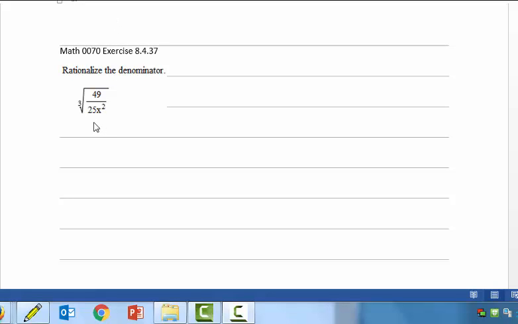Okay, now here we want to rationalize the denominator, and in this case, our radical is a cube root. So we want to do the same thing we've been doing when we were working with square roots. In this particular case, we want to use the quotient property first. So we want to apply the cube root of 49 and then separately apply the cube root to 25x squared.